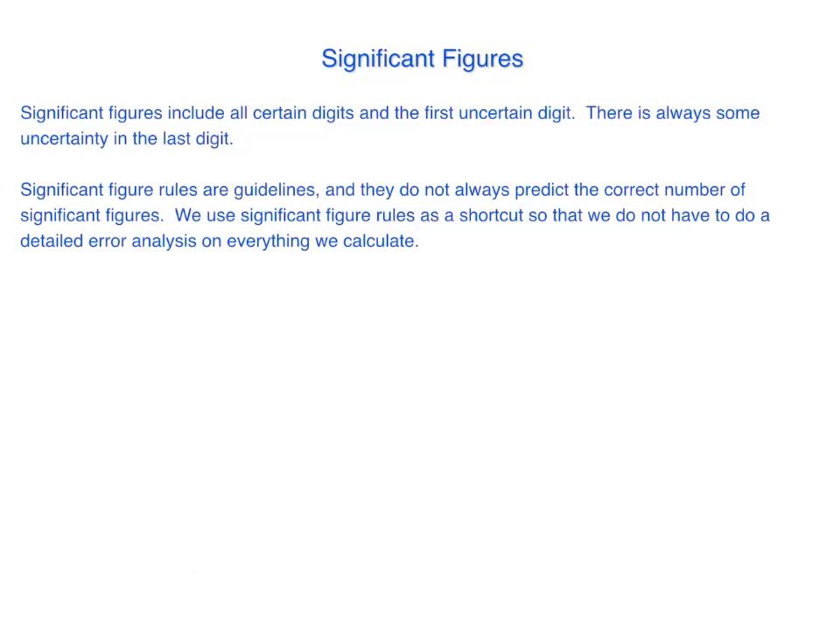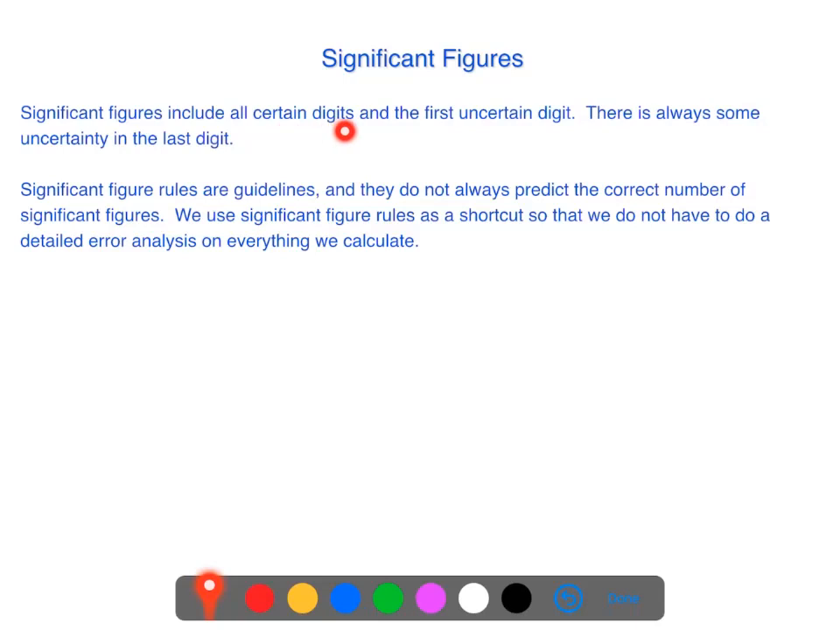So first of all, what are significant figures? These figures include all certain digits and the first uncertain digit. And there's always some uncertainty in the last digit of an experimental value or a calculation. Significant figure rules are guidelines, and they do not always predict the correct number of significant figures. However, we use significant figure rules as a shortcut so that we do not have to do a detailed error analysis on everything we calculate.